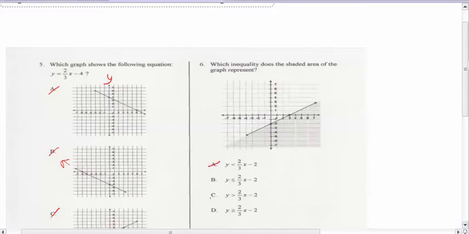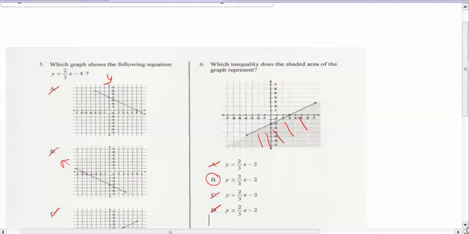I can get rid of C. There's no line under it because we need a line under it to make a solid line. Now this is shaded below the line. So the one that shows below the line is the little side, and it's letter B. This is on the big side, and that would be shaded above the line. So D does not work.